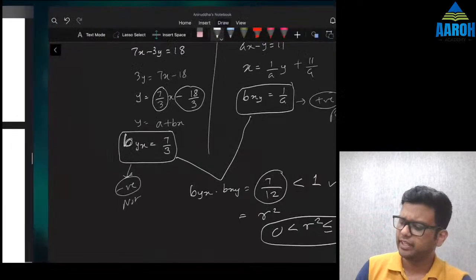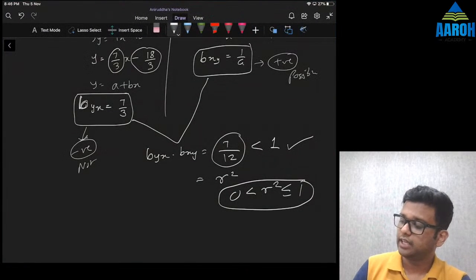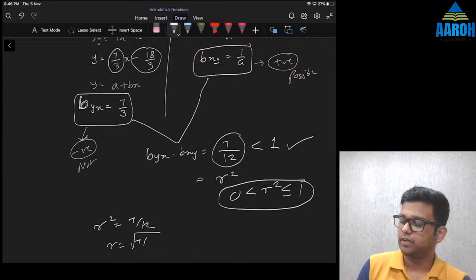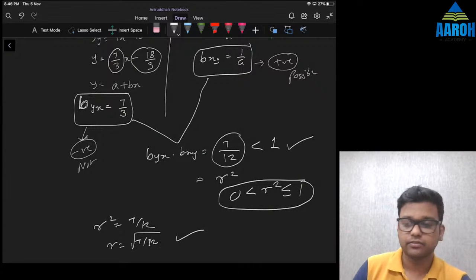Compute the correlation coefficient between x and y. That we know, this is r square, right? R square is 7 by 12. So r is root of 7 by 12. So that is the answer.